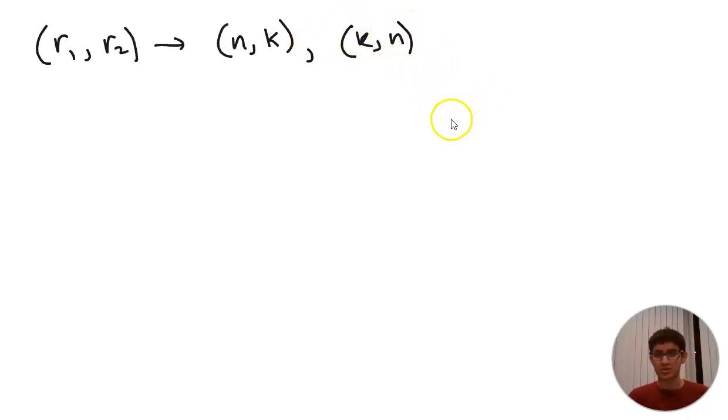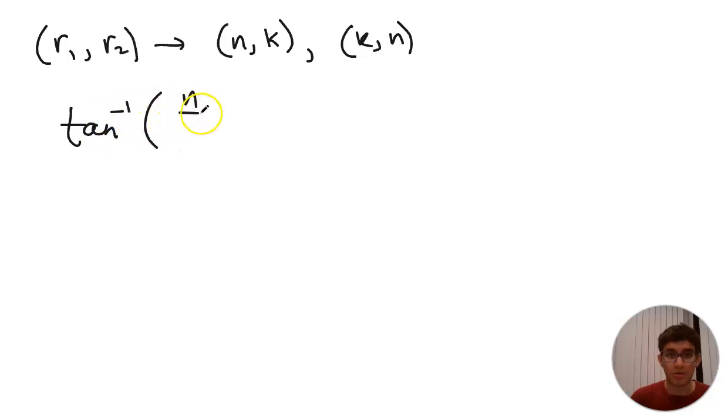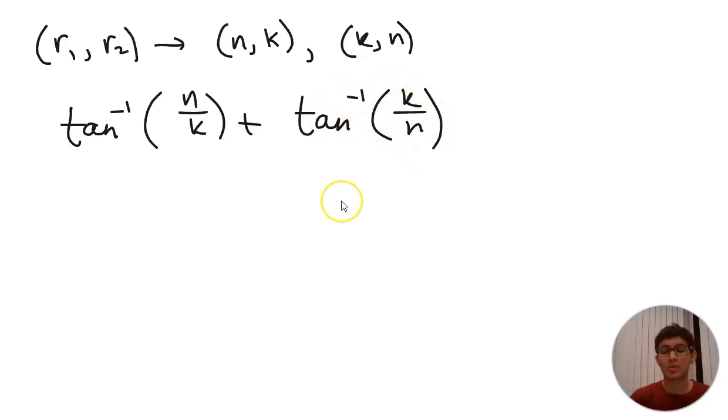Now, what's the significance of this? Well, I mean, it seems pretty obvious. Of course, we'll have 1 over 2, and then we'll also have 2 over 1. But what this actually means, remember, what are we doing? We're adding them together. So if we have tan inverse of n over k plus tan inverse of k over n, well, think about this.